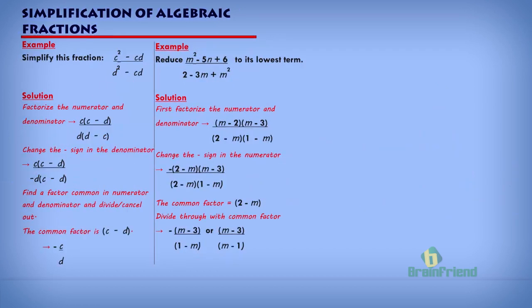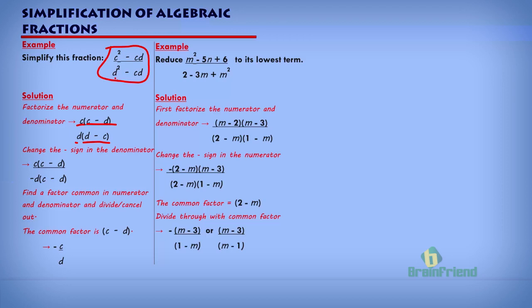Now let's take some more examples. Simplify this fraction here: C squared minus CD all over D squared minus CD. Again, following our 2 steps, first factorize the numerator and the denominator. To factorize our numerator, we take out the common term, which is C. We have C there, and what's left within the bracket is C minus D. For our denominator, D is also common. We take out D, and then we leave in the bracket the remnant, which is D minus C.